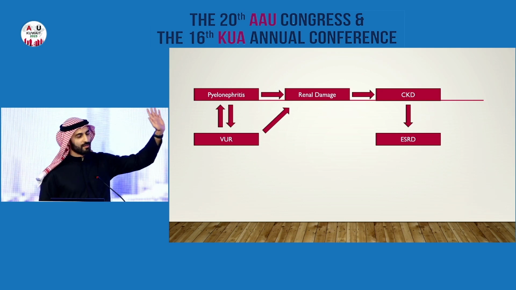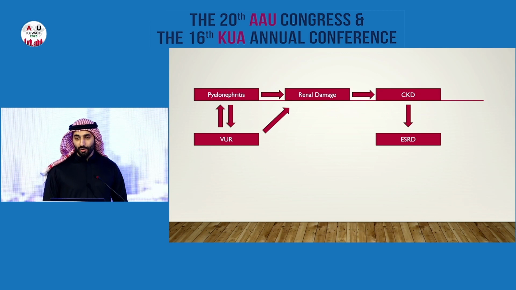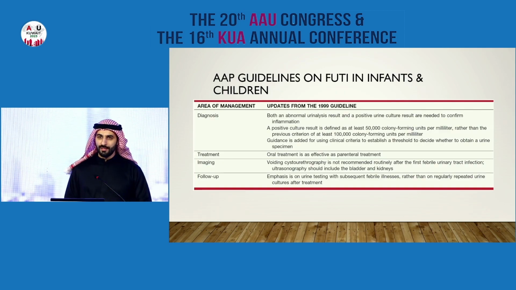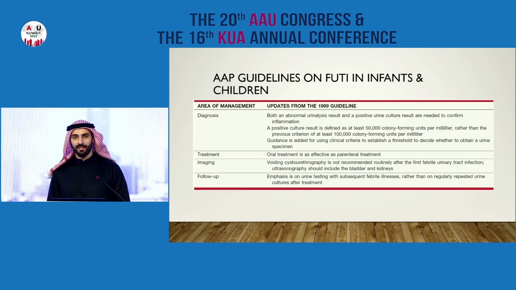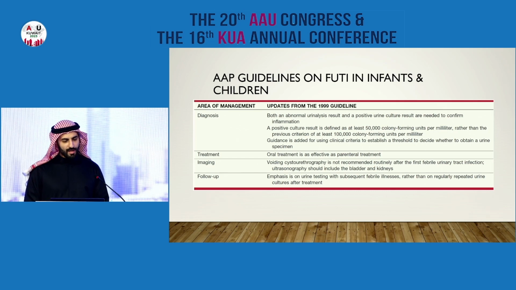The whole goal of a pediatric urologist, or any physician managing patients with VUR and recurrent UTIs, is to prevent the progression to renal damage. I always like to talk about the recent American Academy of Pediatrics guidelines when it comes to UTIs, as I believe it's very important. So this is the latest update.